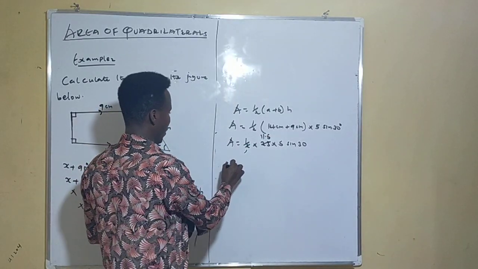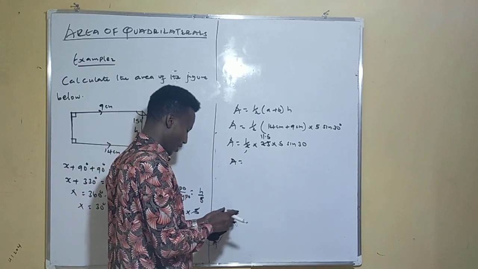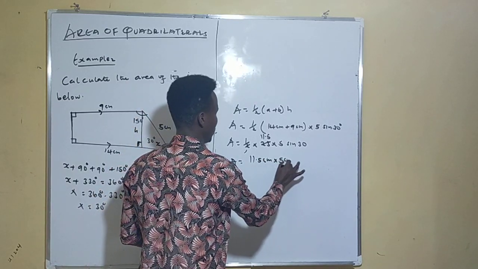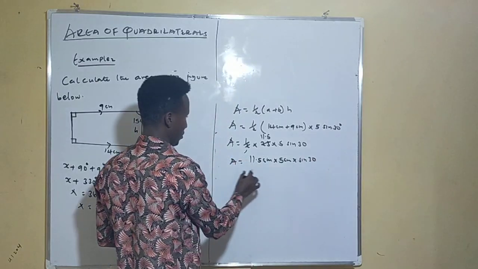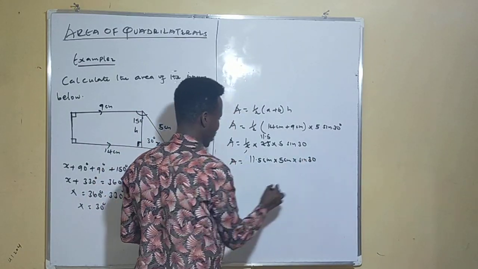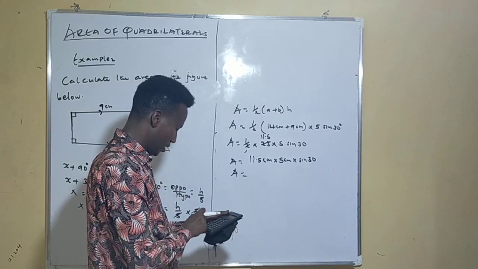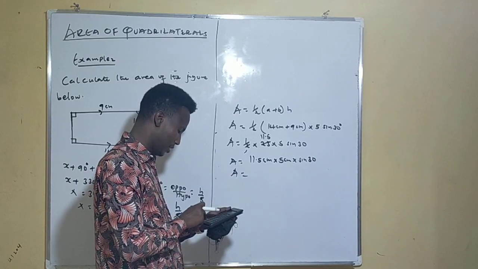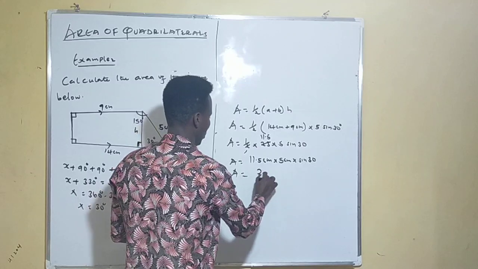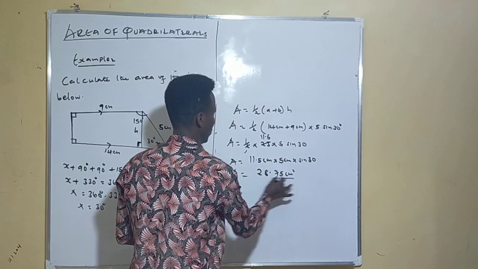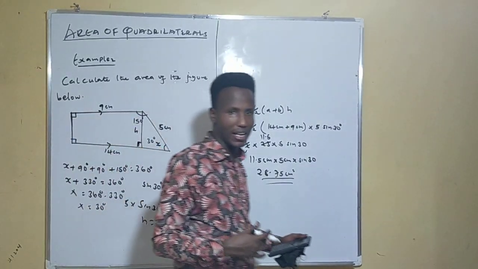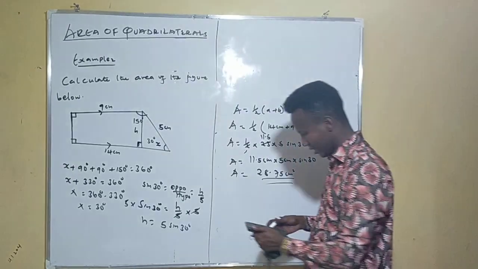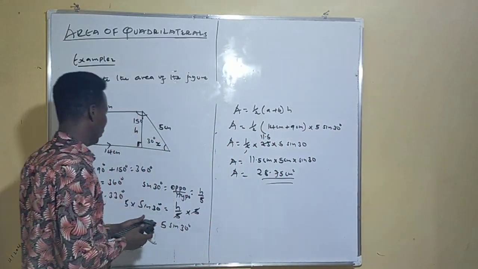So area therefore is equal to 11.5 centimeter times 5 centimeter times sine 30. Use your calculator, 11.5 times 5 times sine 30. So this should give you 28.75 centimeter squared. So that's how you're going to calculate the area of this kind of figure, guys. That's how you're going to calculate the area of a trapezium.